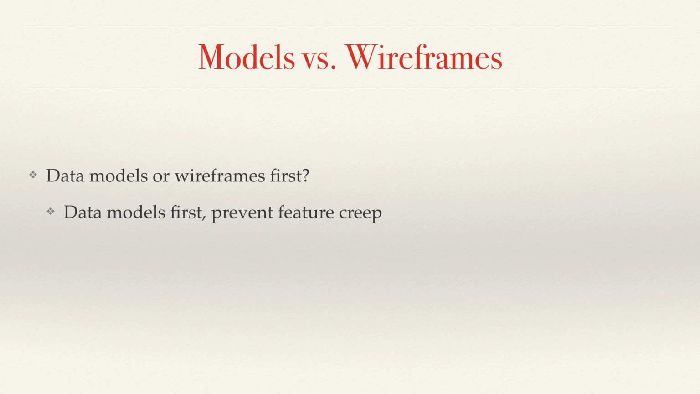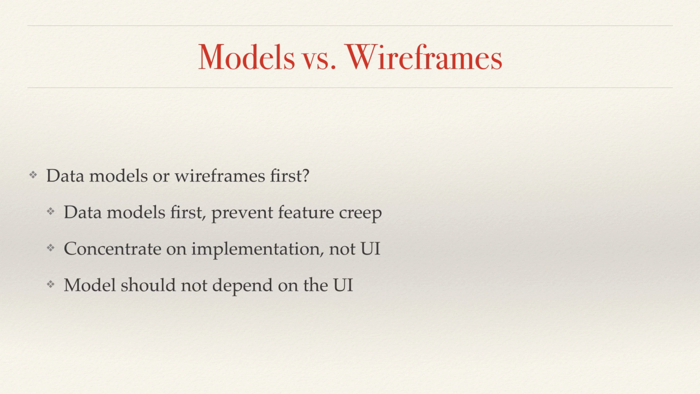You really want to just be concentrating on what your data is going to look like. So let's concentrate on implementation, not on UI. The model should not depend on the UI. So for example, because we have a course, because we have a program, and because we have a discipline, that doesn't necessarily translate into a page that is a course or a program or a discipline. We might have a UI that displays all three of those objects on the same page. But if you're thinking UI first, your data might actually be influenced by that, and we want to prevent that from happening.